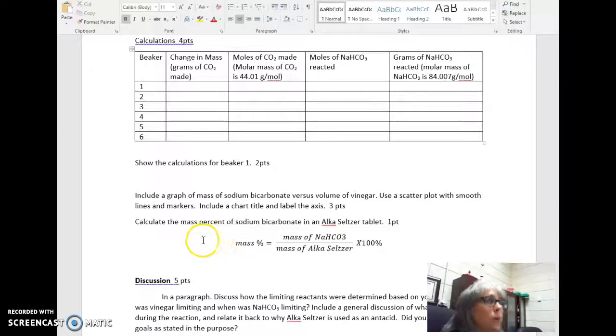I'd also like you to graph the mass of sodium bicarb versus the volume of vinegar. Use a scatter plot with smooth lines and markers. This will not be linear, so don't use a trend line. Then you'll need to calculate the mass percent of sodium bicarb in an Alka Seltzer tablet. And that is done by taking the mass of the bicarb and dividing it by the mass of the Alka Seltzer.